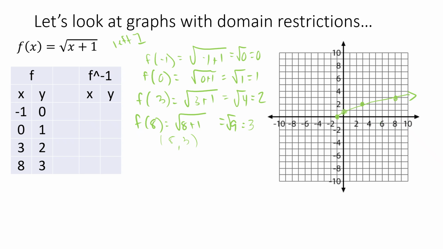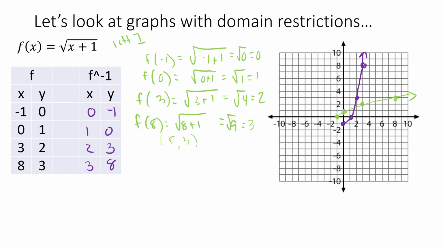So switching up my colors. So we could have 0, -1. So that'll be right here. We have 1, 0, which puts us right there. The point 2, 3, which puts me right there. And the point 3, 8, which puts me up there. And what you see there is not the entire parabola, but just the half of the parabola.